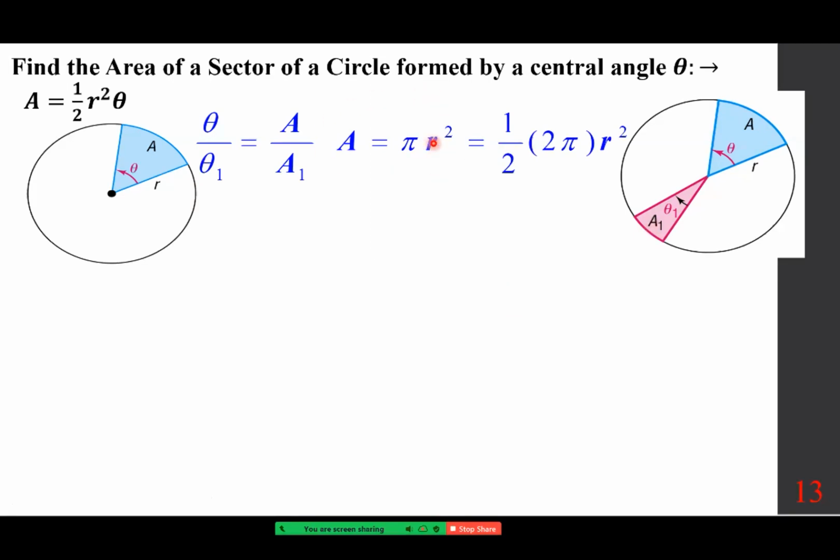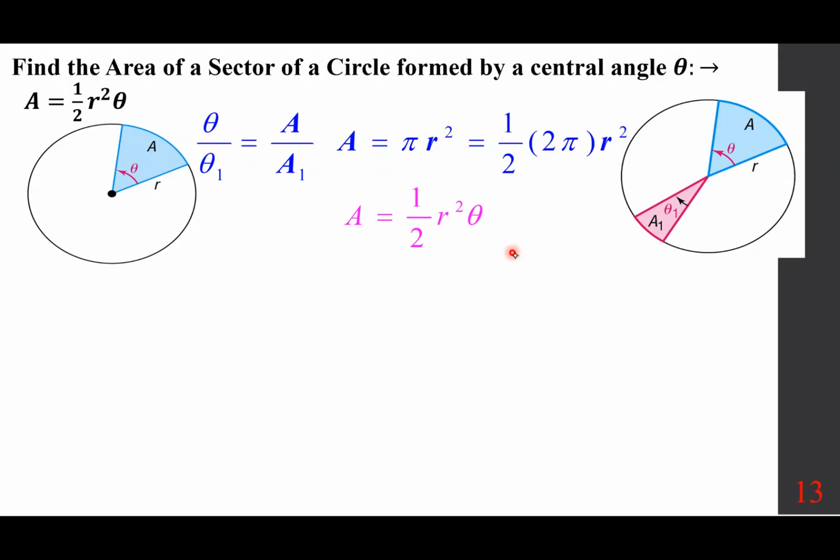We know the area of a circle is pi r squared. And why are we using half of 2 pi? Because a whole revolution, which we need for a circle, is 2 pi radians. So half of 2 pi. Now I can replace the 2 pi with theta, because 2 pi represents theta as far as a circle is concerned. And therefore, this is the proof that the area of a sector is 1/2 r squared theta.